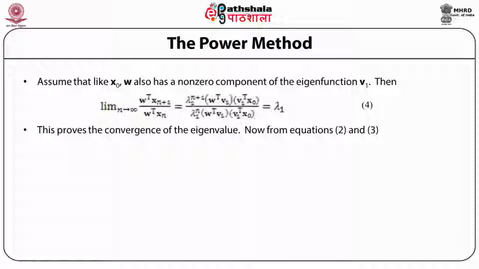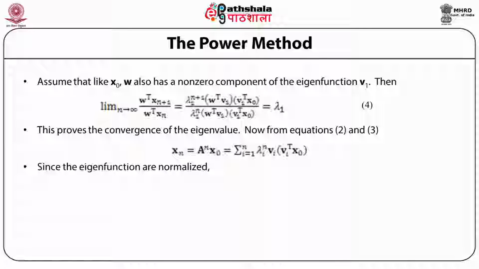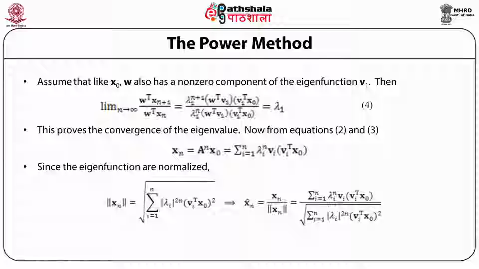So from the second and third equations, we get x_n equals A^n x_0 equals the summation i equals 1 to n of lambda_i^n v_i v_i^T x_0. Since the eigenvectors are normalized, the norm of x_n equals the square root of the summation i equals 1 to n of the modulus of lambda_i raised to the power 2n times (v_i^T x_0) whole squared.